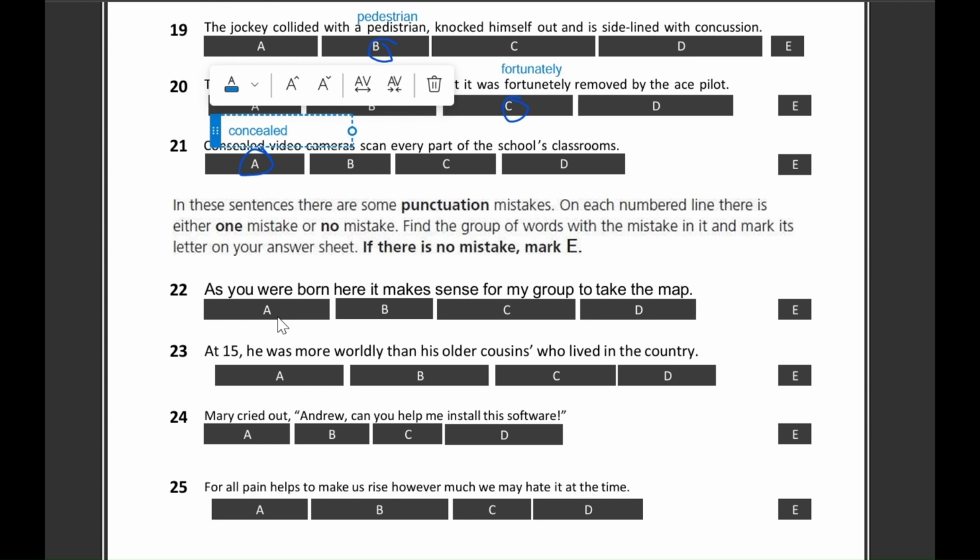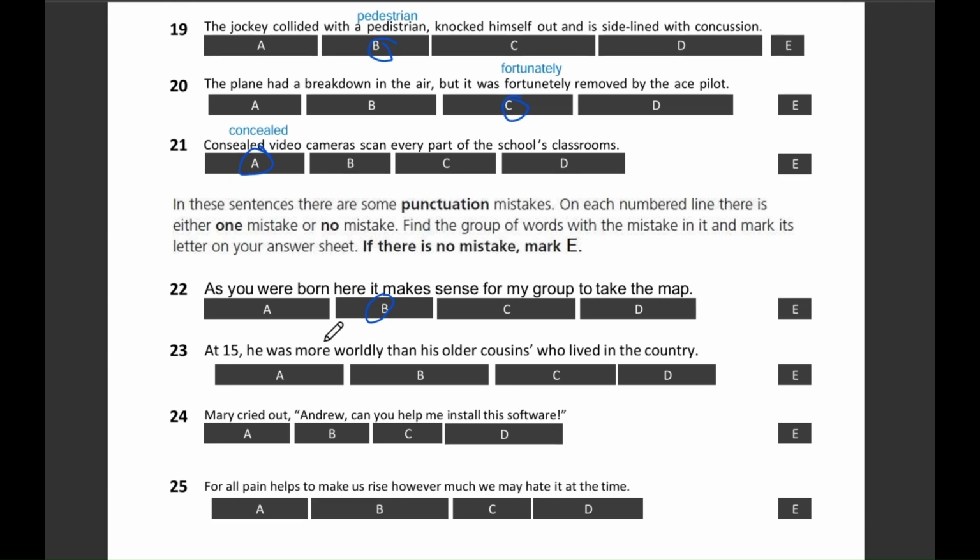the map. The answer is option B. The sentence needs a comma after here. It should read, as you were born here, it makes sense for my group to take the map. This pause makes the sentence flow better.